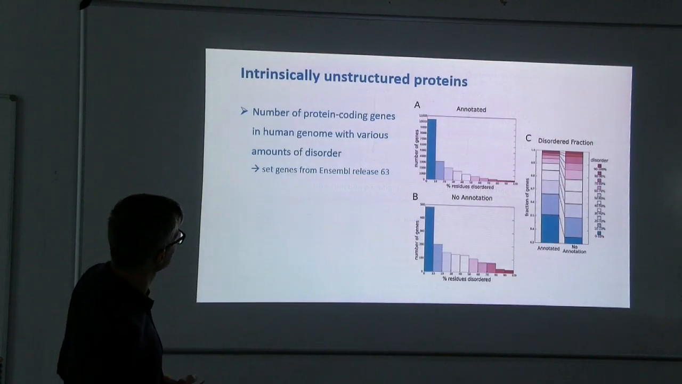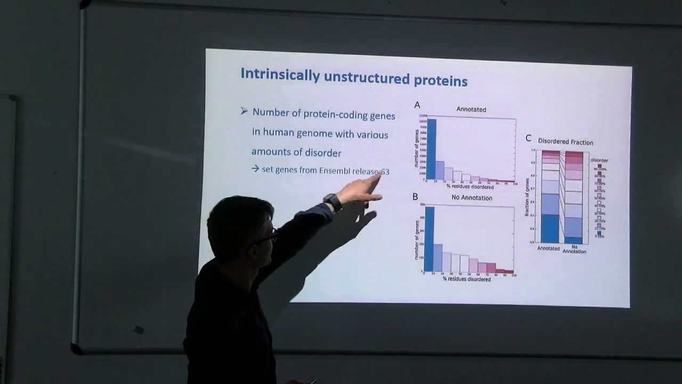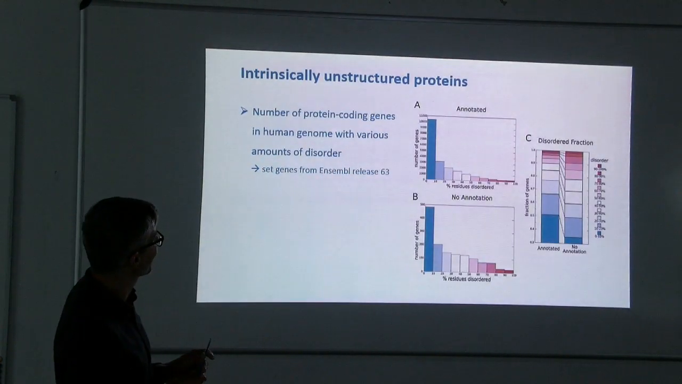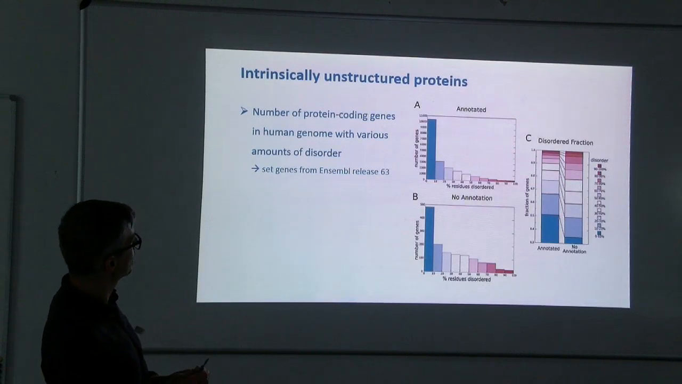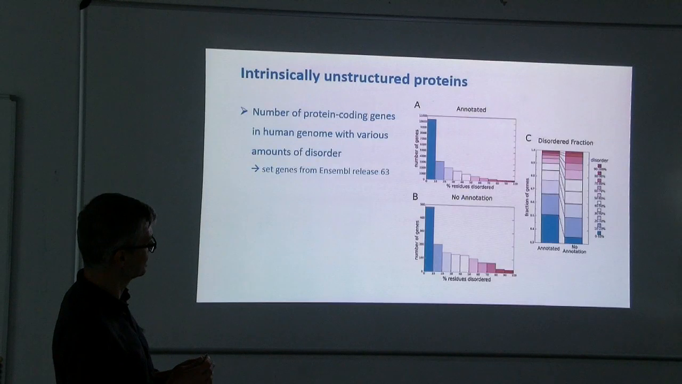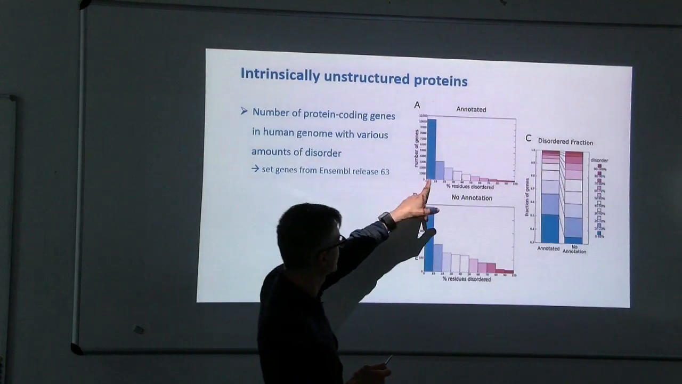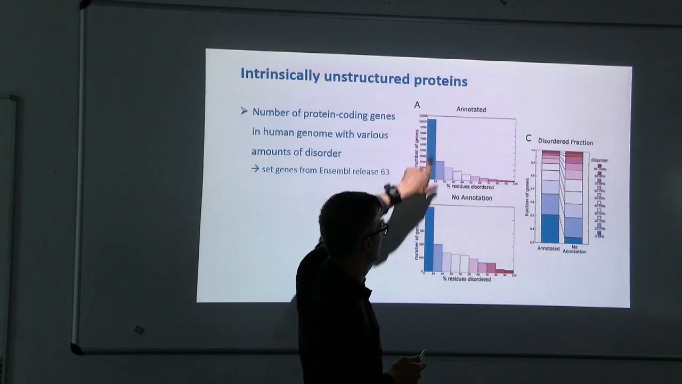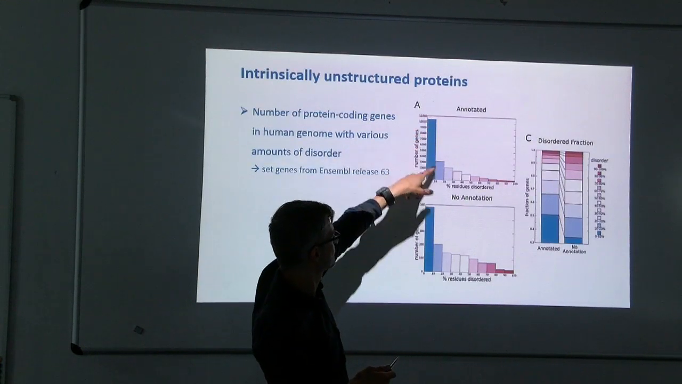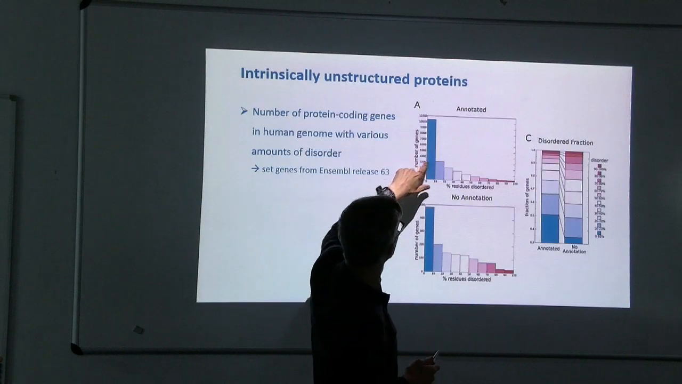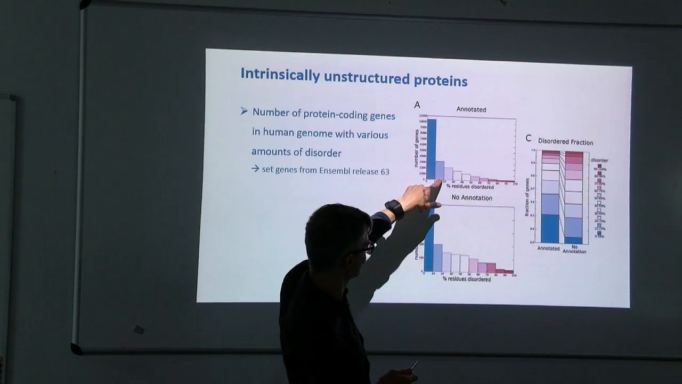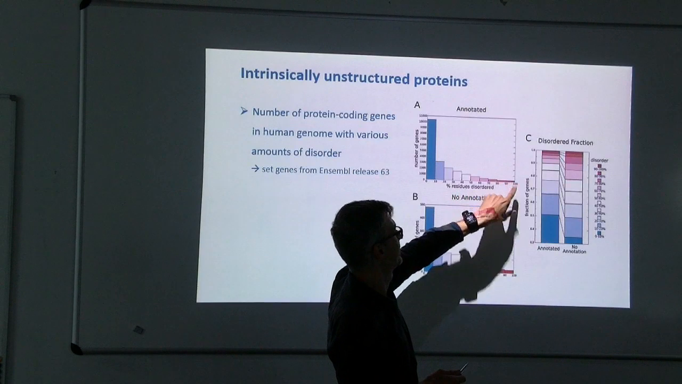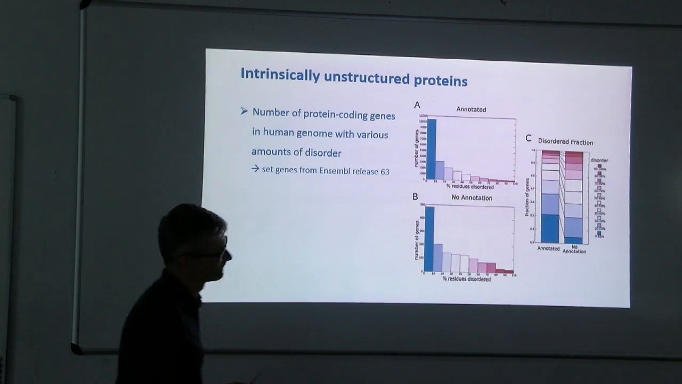And then this was actually, if they looked in Ensembl release 63, they had a look at the protein coding genes in the human genome and at the different amounts of disorder, and these are the results here. So 0 to 10%, most of them are actually structured, but then you still see a lot of them, 3,000 between 10 and 20% and so on, and even a few that are fully unstructured.